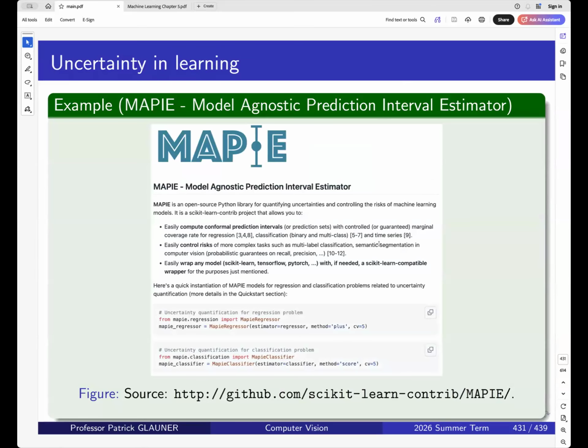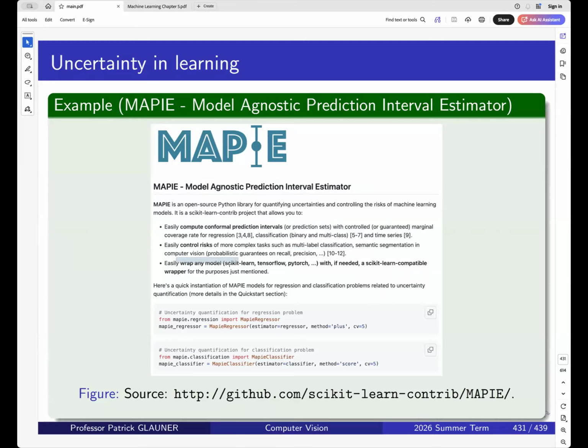And the good thing is you don't need to implement this from scratch. There's a library called here the Model Agnostic Prediction Interval Estimator. And this library implements conformal prediction for you, so you can calculate your prediction sets. It can help you to control risks of more complex tasks like multi-label classification, semantic segmentation in computer vision, and a couple of other things. So it's a very helpful library that comes with a lot of interesting features.